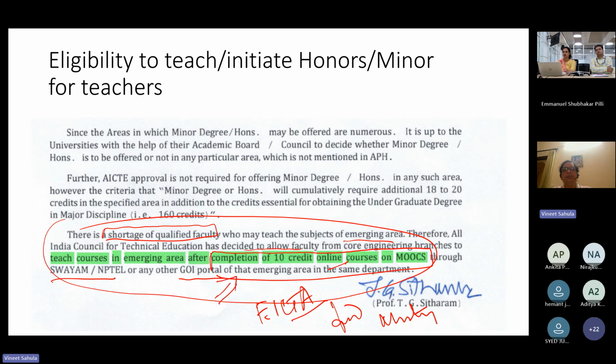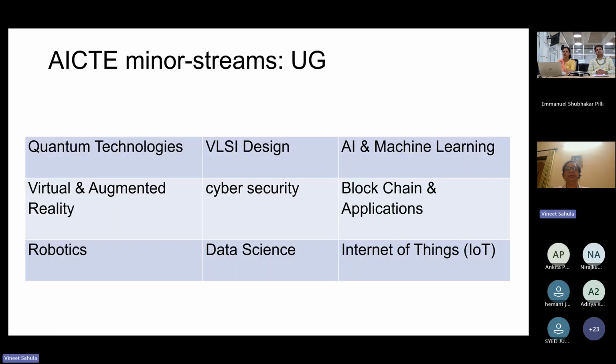So any faculty who chooses to go through 10 credits, which is about 3 to 4 FDPs that we are offering, is eligible to teach the emerging area topics, provided their institute offers a minor in that. So any one of these things has to happen first. We have taken up this mission to bring FDPs along those lines.